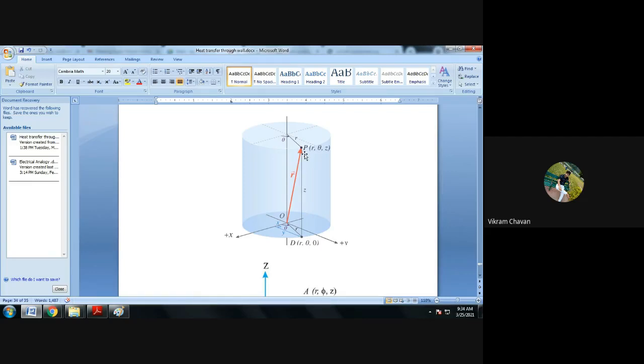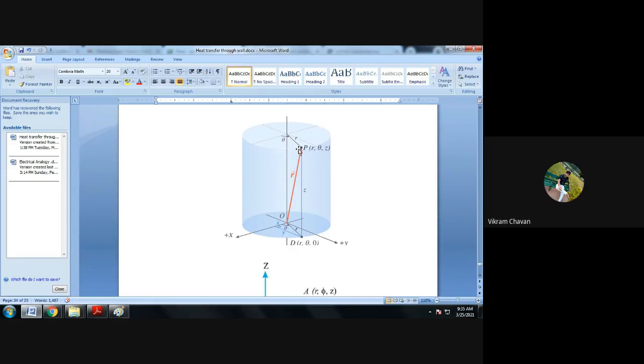Now, what is meant by the r coordinate? The r coordinate is the distance from the center line. This is the center line or the axis line of the cylinder. From this axis, at what distance this particular P point is placed, that is nothing but the r coordinate, or the radius of that particular point from the center in a cylinder. The center line will be considered as the axis of that particular cylinder.